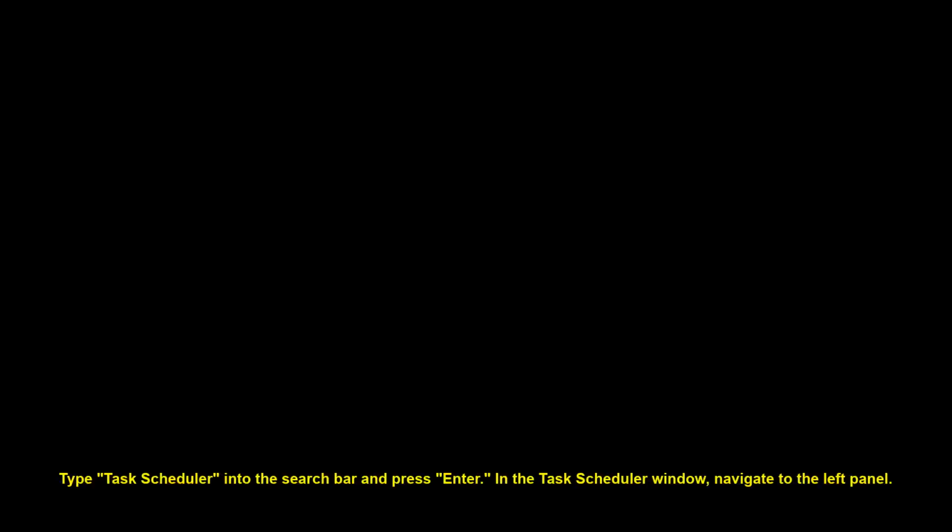Click on the Start menu located at the bottom left corner of your screen. Type Task Scheduler into the search bar and press Enter. In the Task Scheduler window, navigate to the left panel. Click on Task Scheduler Library to view all scheduled tasks.